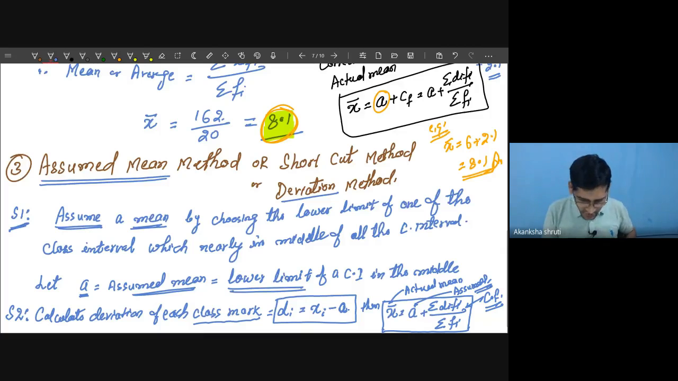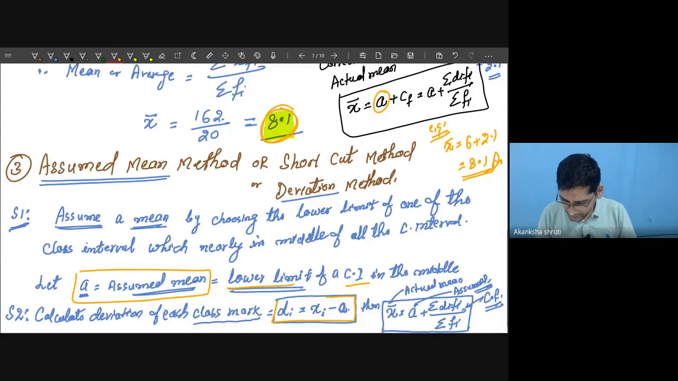So first, assume. You have to keep the key things in your mind. First, you have to assume a mean suitably. Which mean shall you choose? Students, I had explained: choose the lower limit of the central class interval. Then for each class interval, calculate the deviation of its class mark from this assumed mean. Then calculate the summation of difi in one column of the table.